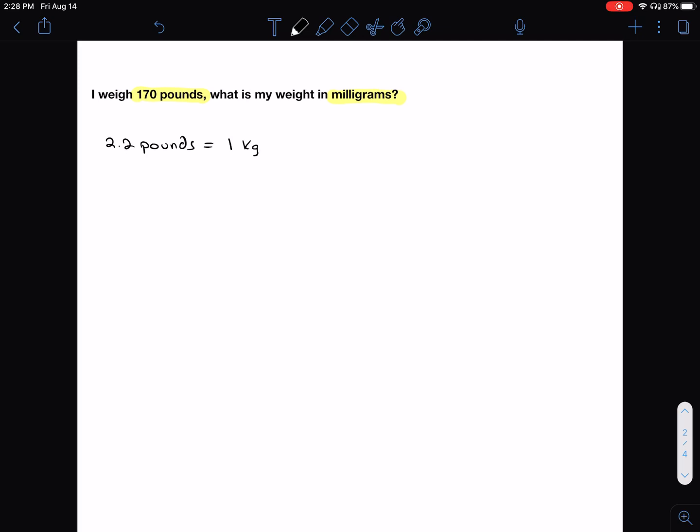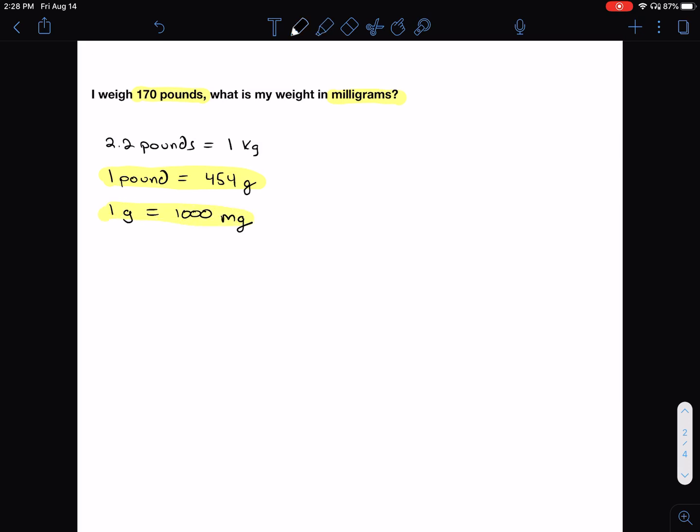I can also look up 1 pound is equal to 454 grams, and 1 gram is equal to 1,000 milligrams. So sometimes we need to look up the information, and in this case, what we hopefully can see is the two unit conversions we're going to use are the pounds to grams and the grams to milligrams.